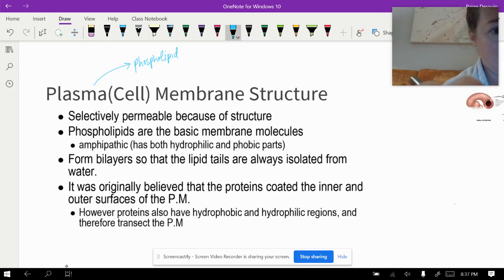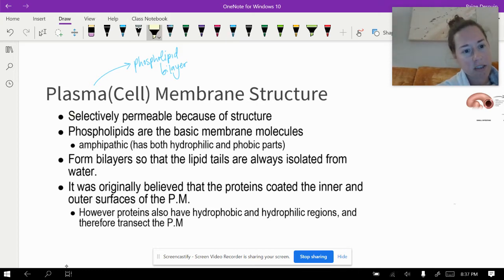Lipid bilayer. Only two words, but two long words. We call the phospholipid bilayer selectively permeable. And what that means is that only certain things are able to pass through it.